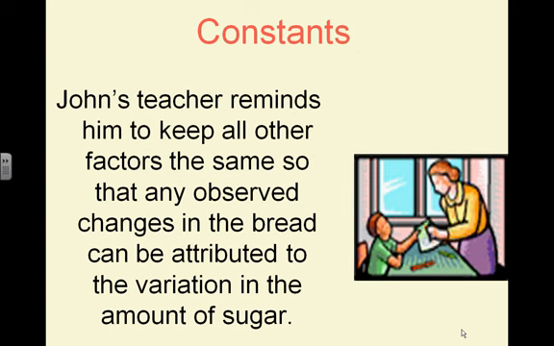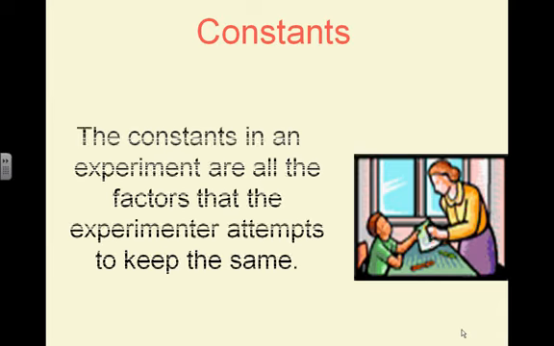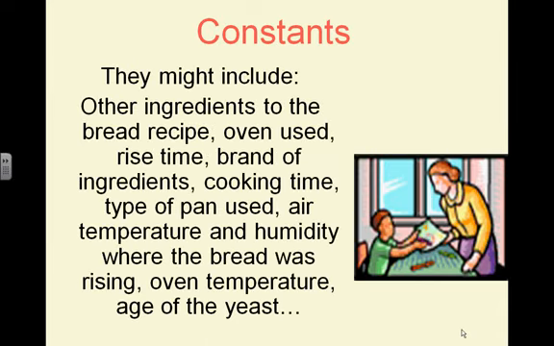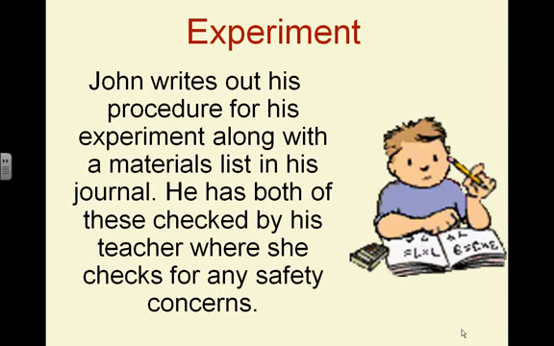In any experiment, you have constants. That's where everything stays the same. There's no variation in those. So constants are things like the bread recipe, oven use, time, rise time, ingredients, type of pan, bread rising, oven temperature, age of yeast. All of those things are considered your constant. That means that none of those change from the experiment to the control group.